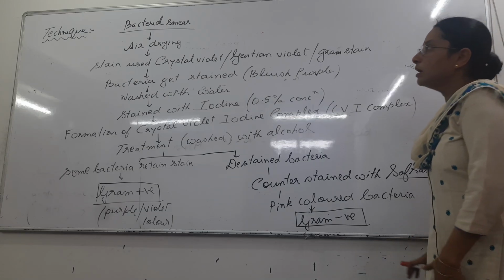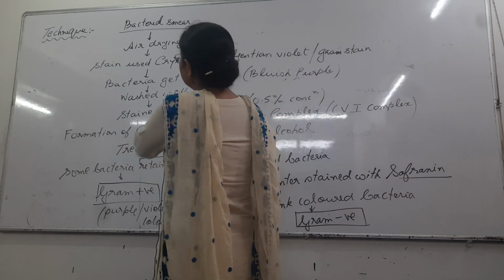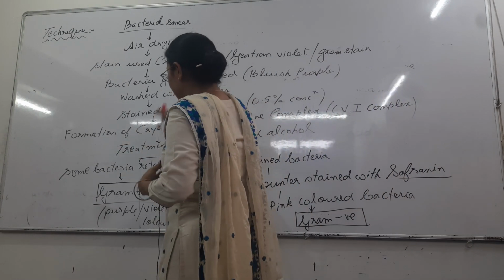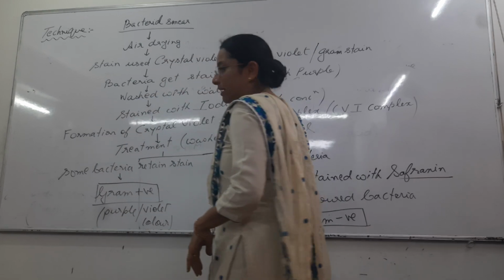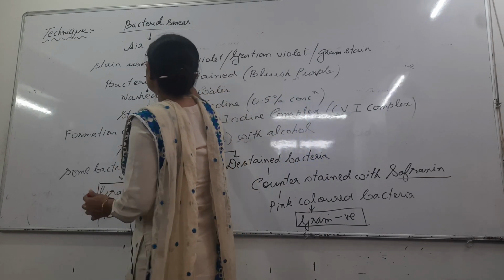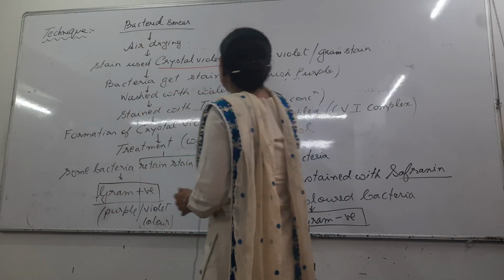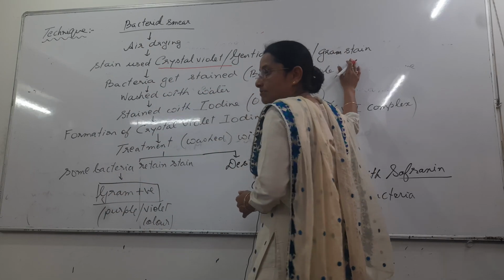So what we are doing is writing the technique of how we stain the bacteria, and on the basis of the stain we differentiate between gram positive and gram negative, right? The first question is what is the stain that we are using? So bacterial stain, we understand that we talk about crystal violet, which is also called gentian violet, which is also called gram stain, right?